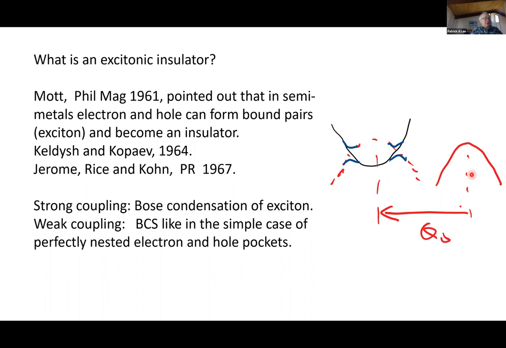So the picture is quite simple, right? You have a conduction band and a valence band. If you just shift this over, then you're overlapping the conduction band and valence band, and then you just gap this out, and so you can form an insulator. In that limit, the theory looks very BCS-like. You just have a finite shift modulation. So it's like a charge density wave, but it involves two different bands, the electron and the hole band.